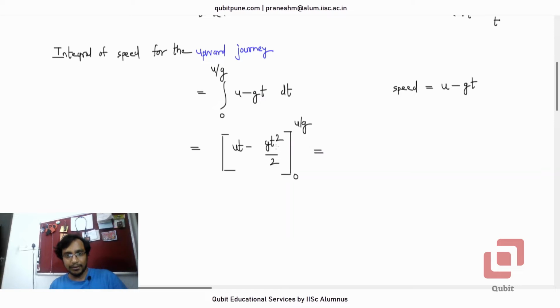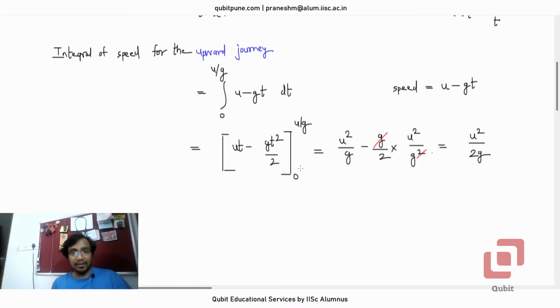For upper limit u by g, the first term will be u squared by g, and the second term will be g by 2 into t squared. So it will be u squared by g squared. What is this value now? After cancelling g, we can take u squared by g common. 1 minus 1 upon 2 is 1 upon 2. So this will be u squared by 2g.